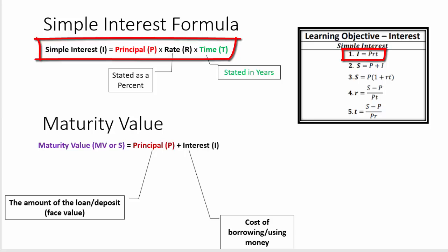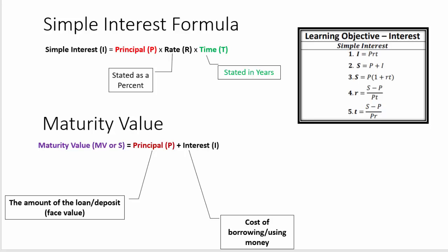Simple interest equals the principal times the rate, which is stated as a percent, times time, which always must be given in years. If the time is not given in years, you will have to convert to years.